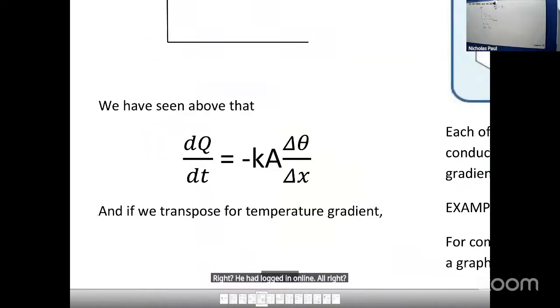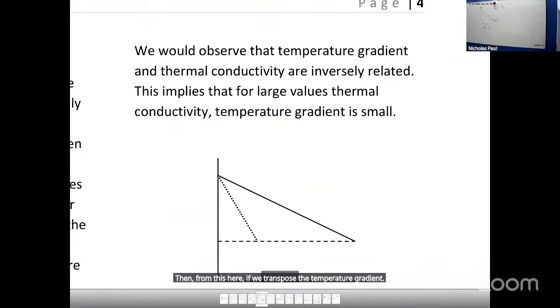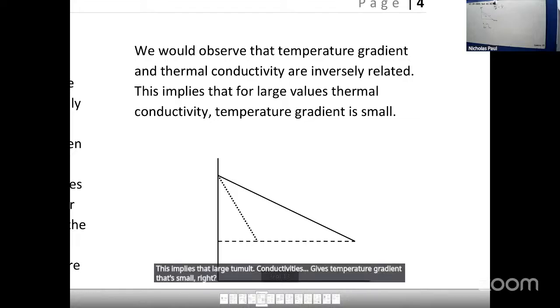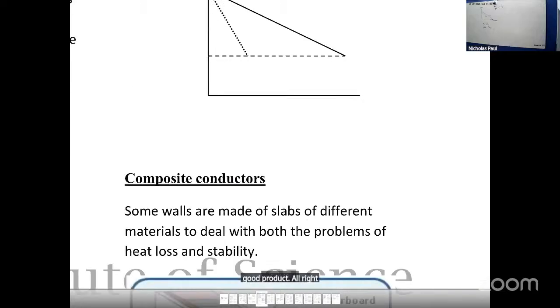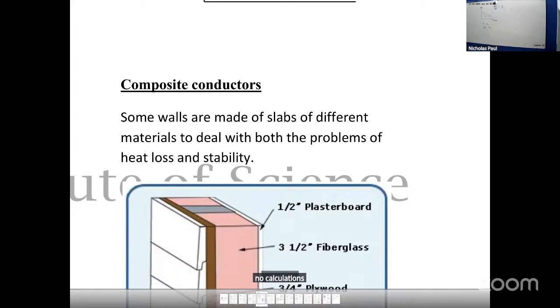Then from this, if we transpose the temperature gradient, we will see that temperature gradient and thermal conductivity are inversely related. I'll show it to you mathematically, and I'll explain it as well. This implies that large thermal conductivities give a temperature gradient that's small. The dotted line, poor conductor; solid line, good conductor. No calculations as yet until now. Now we're going to look at some calculations.